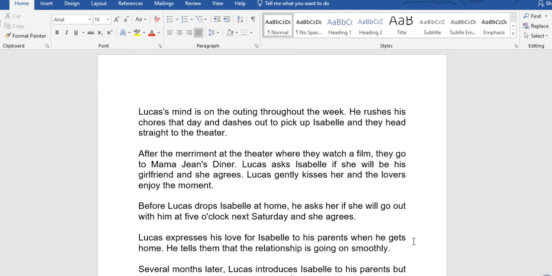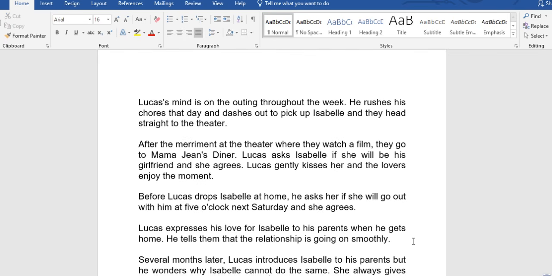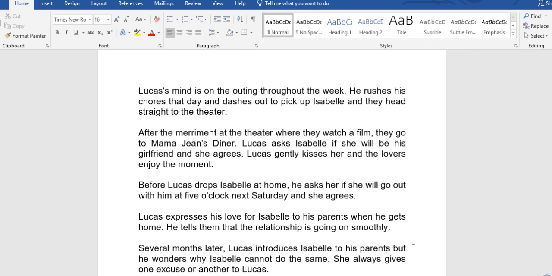Lucas' mind is on the outing throughout the week. He rushes his chore that day and dashes out to pick up Isabel, and they head straight to the theater. After the merriment at the theater where they watch a film, they go to Mama Jean's diner.